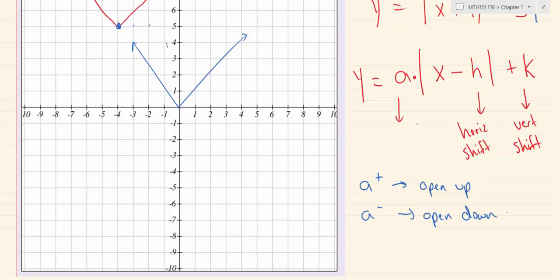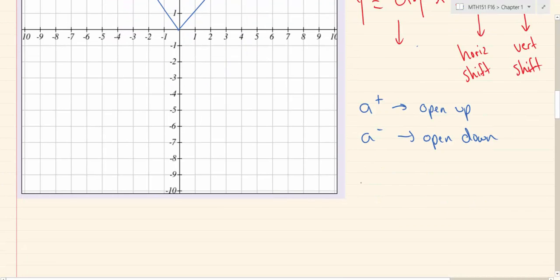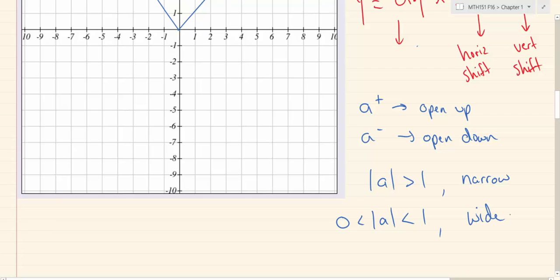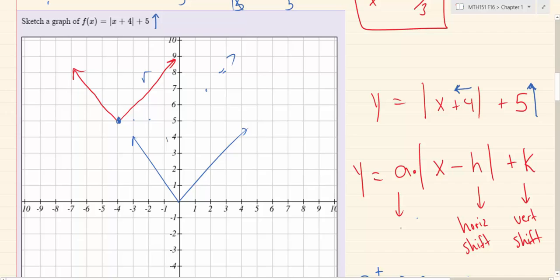The value of a, and I've got to write this as a definition, so hang with me. If the absolute value of a is greater than 1, then you have a narrow absolute value graph. It makes it more narrow. It closes it up. If the absolute value of a is between 0 and 1, then your absolute value graph gets wider. And really what we're talking about is the slope of the line. Does it open up or does it open down? That's determined by the sign. And then whether it's narrow or wide is determined by the absolute value of a. What happens if a becomes 0?